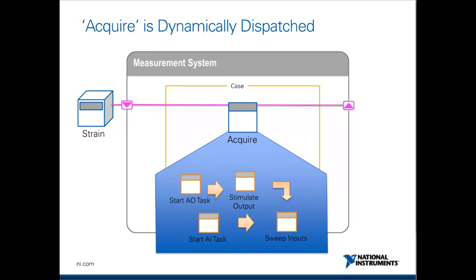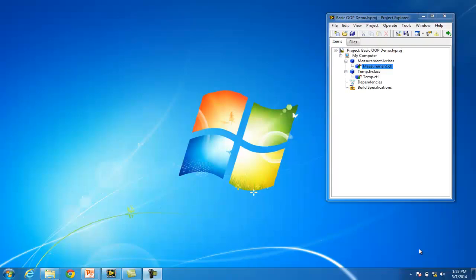So assuming the acquire method is dynamically dispatched and that both strain and the temp classes or objects override it with specific implementations, we can see that this particular method belonging to the strain class will actually behave differently depending upon the object we pass into it. So whereas previously we had a single finite acquisition, perhaps in this example we have a stimulus response acquisition defined.